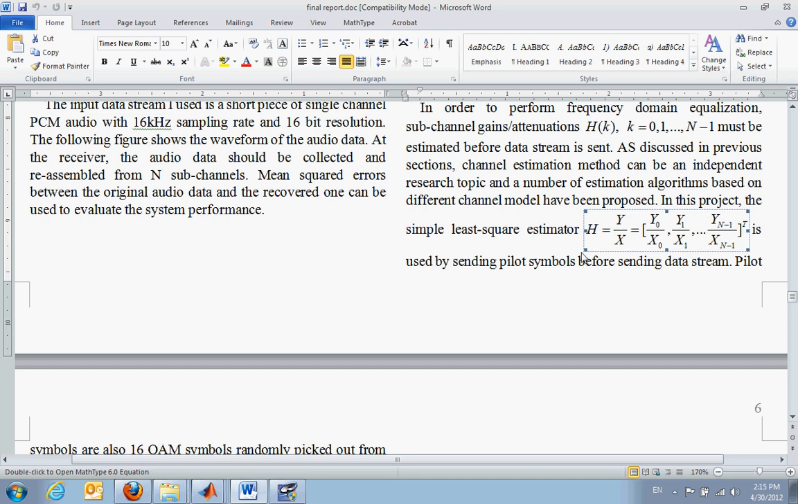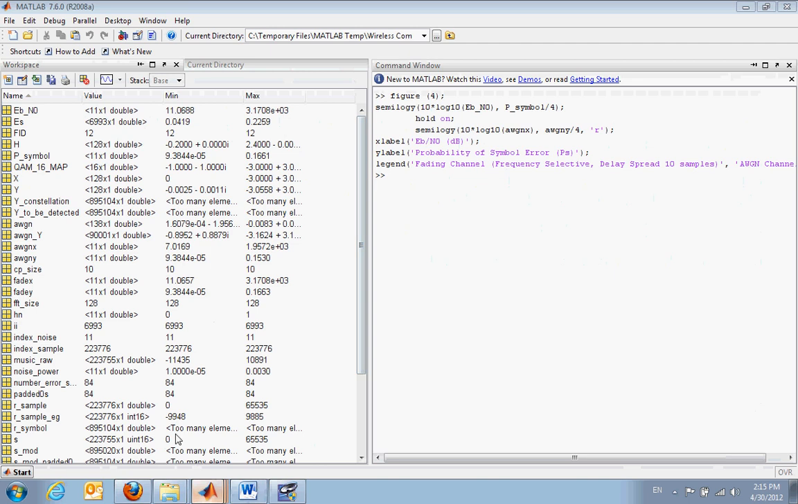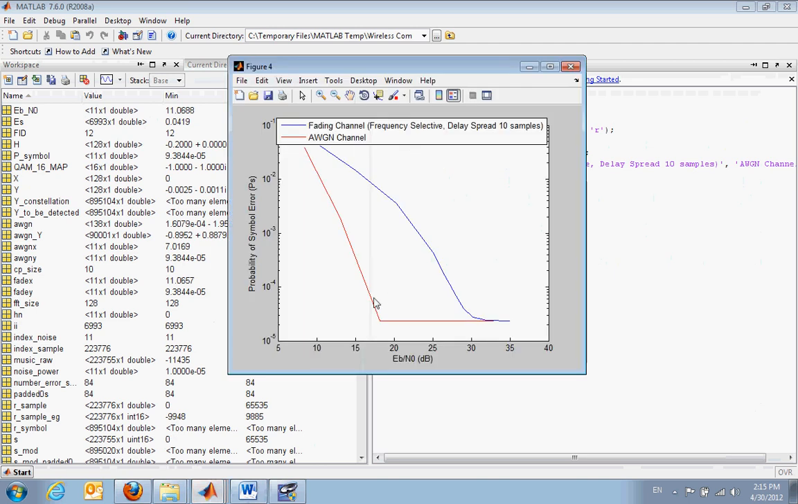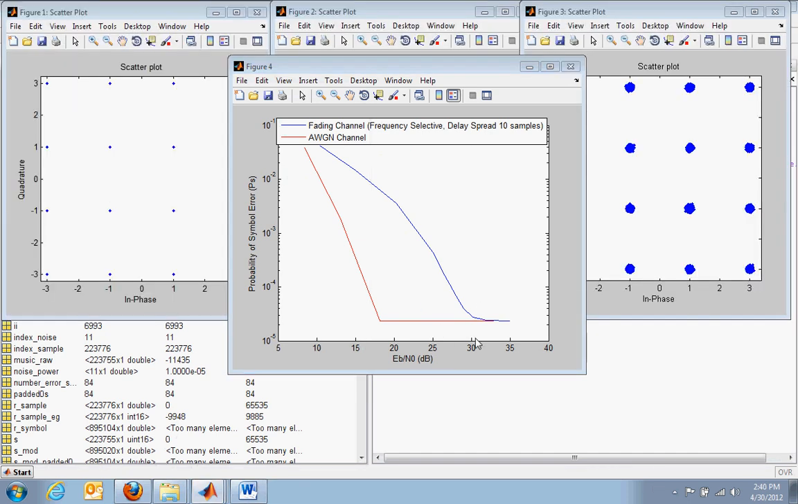The biggest problem for this estimator is that although it can effectively remove the fading channel attenuations, it also suffers from the noise enhancement problem. So my guess is that this is the reason that causes this irreducible error floor in my simulations. And I think if I use a better estimator for the subchannel attenuation estimation, this error floor can be eliminated.